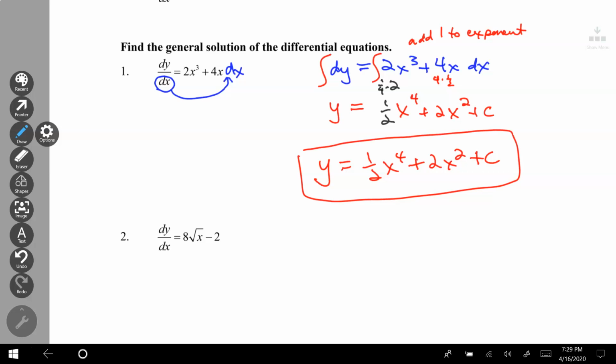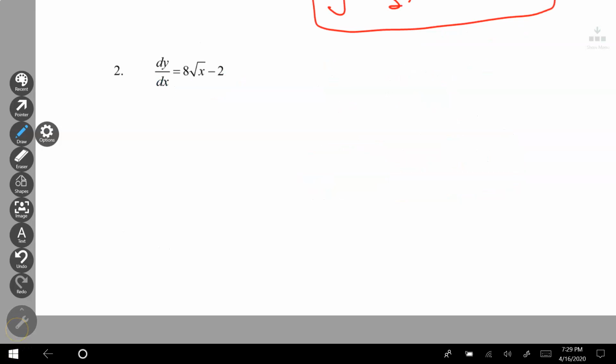What's really nice about all this stuff, you could go ahead and take the derivative of this problem, and you should get what you had in the beginning, and you do. So again, I have my derivative is equal to some function that uses x. I'm going to bring this over to the other side. I'm going to rewrite this problem as dy is equal to 8, I might as well rewrite this as x to the 1/2 minus 2, and it's got a dx over here.